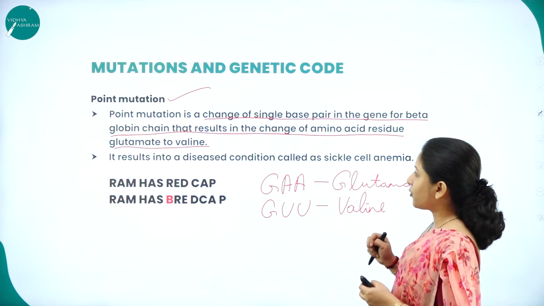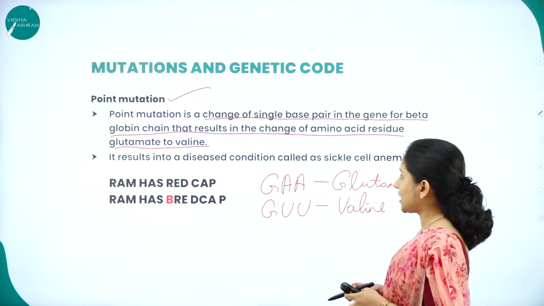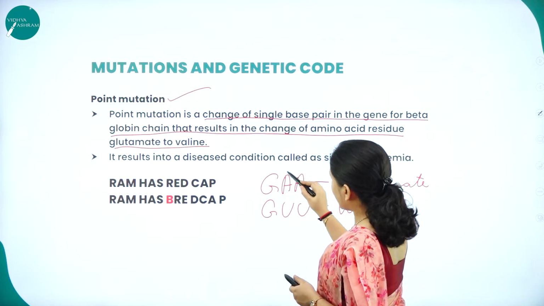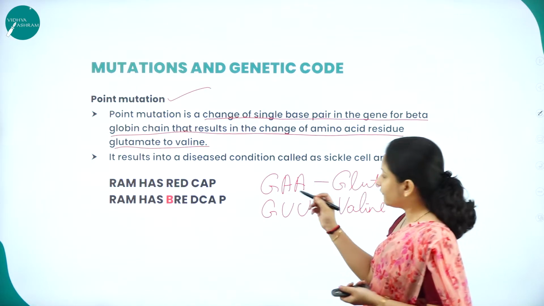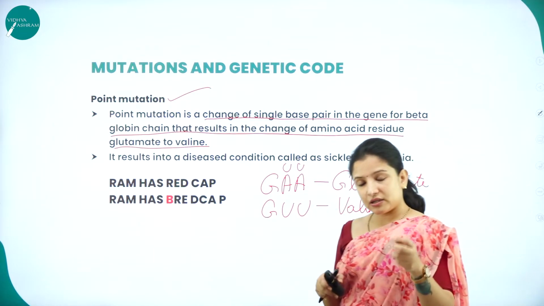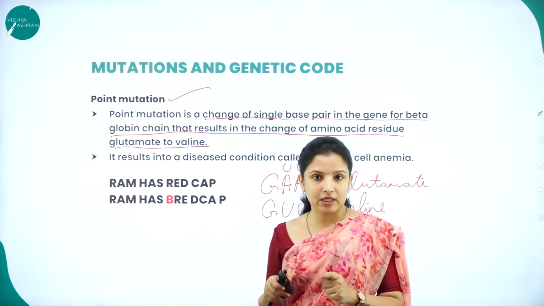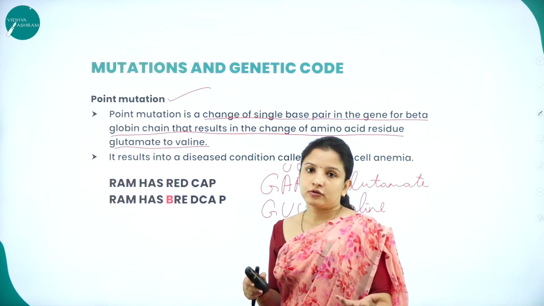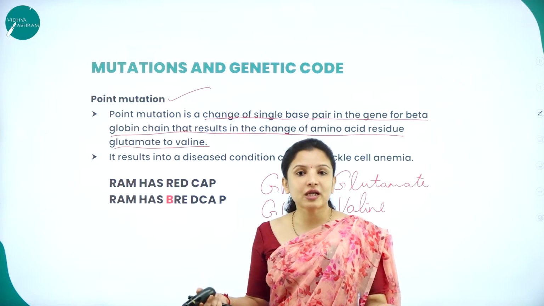Now what happens in point mutation is a change of a single base pair in the gene for the beta globin chain that results in the change of amino acid residue glutamate to valine. In the place of GAA, if A gets converted to U because of point mutation, glutamate will get converted to valine. But isn't glutamate important? Of course, it is needed for the production of a particular type of protein. So if glutamate gets converted into valine, glutamate will not get produced. Instead, valine will get produced, which will alter the type of protein it produces.